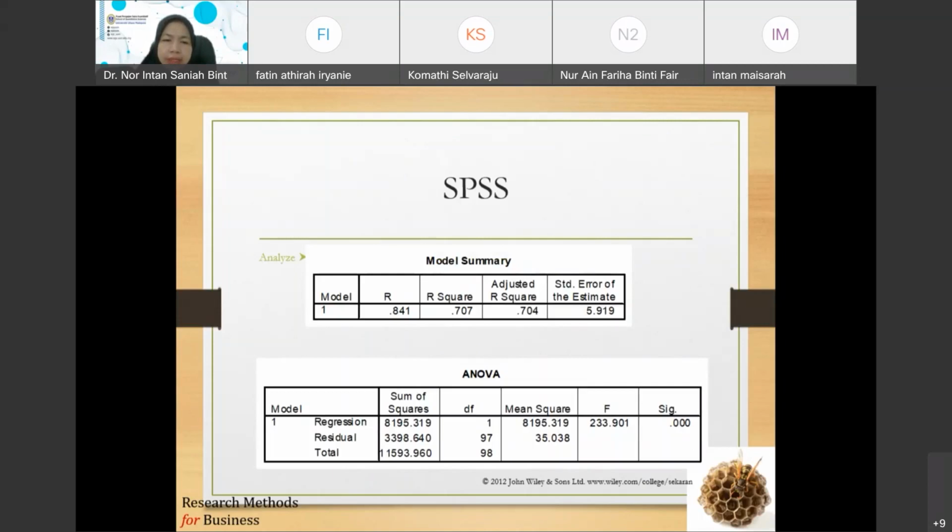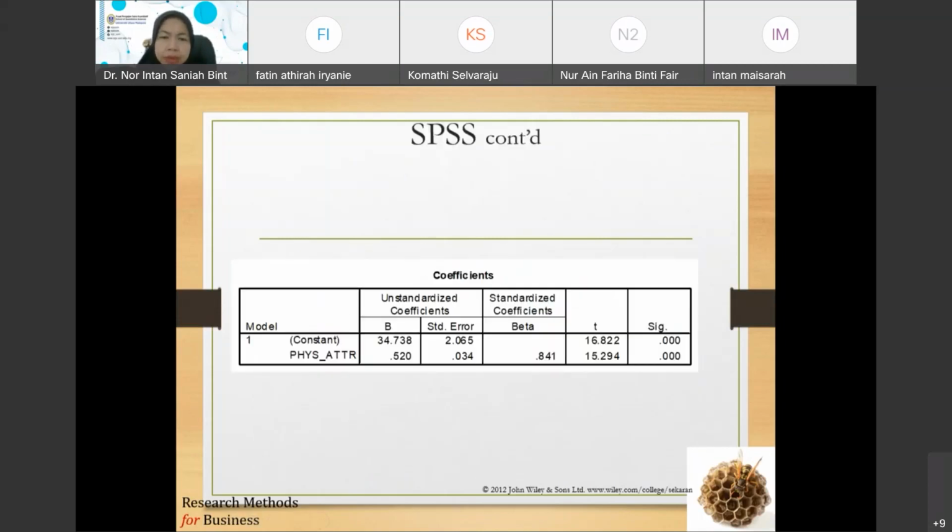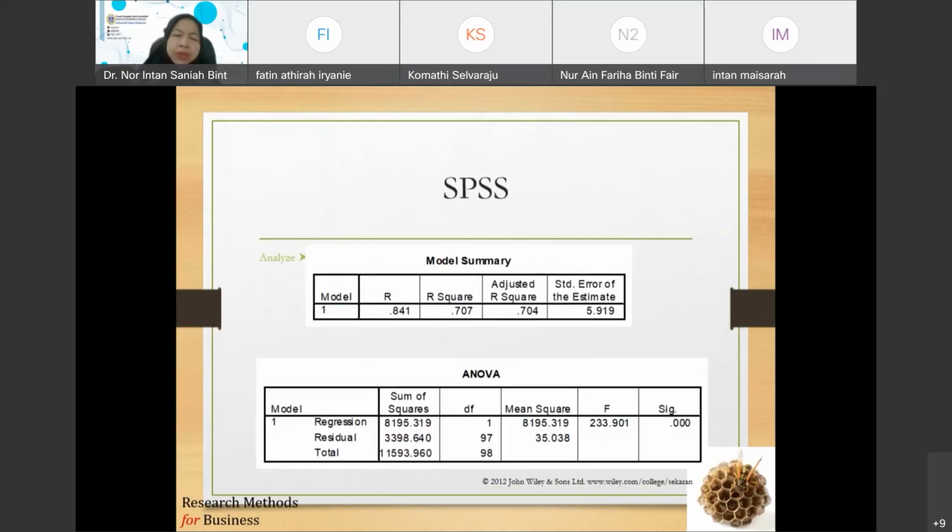Okay, so like this. So you biasa buat kan? So they come out with this. This is the output. Okay, R square, the regression, the residual. So all this output will be calculated by the SPSS. So if you plan to do analysis using ANOVA and so on, you should know how to discuss or interpret the output. Okay, don't leave the output like that.